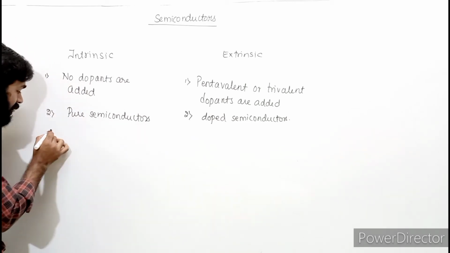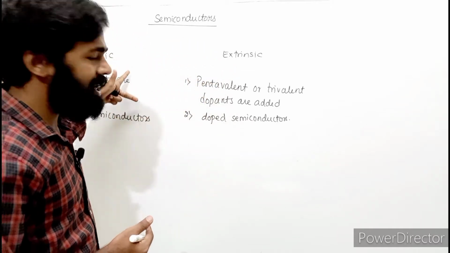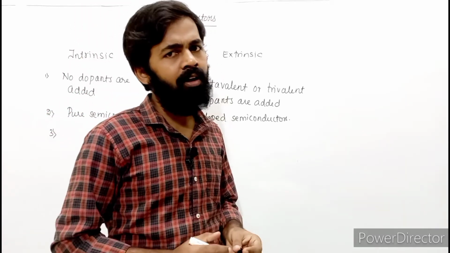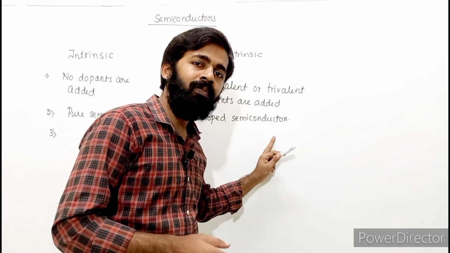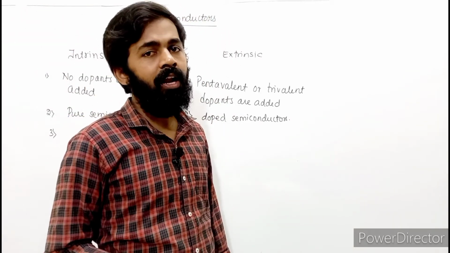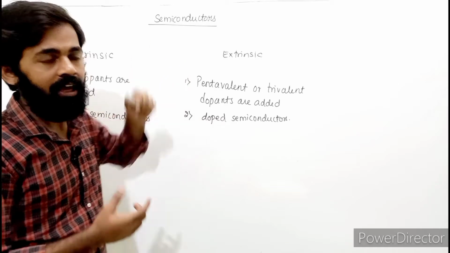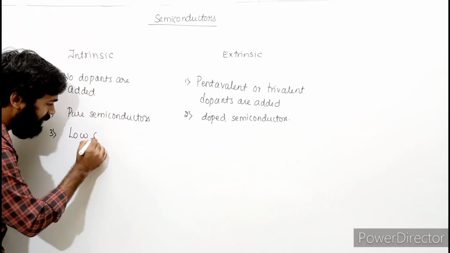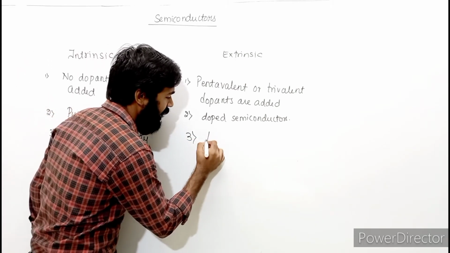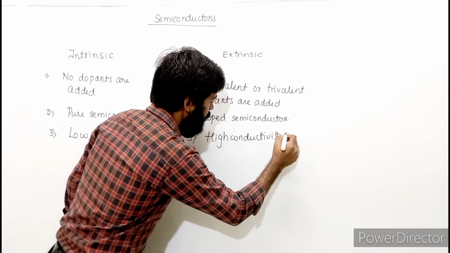Now here, what about the conductivity? Conductivity is very low because the charge carriers are fewer. The charge carriers were obtained only because of thermal breakage of what? Covalent bonds. Here in extrinsic, charge carriers are obtained because of thermal breakage and also because of doping. So there are more charge carriers. It means the conductivity is more in case of what? Extrinsic. Here they have low conductivity, and here they have high conductivity.